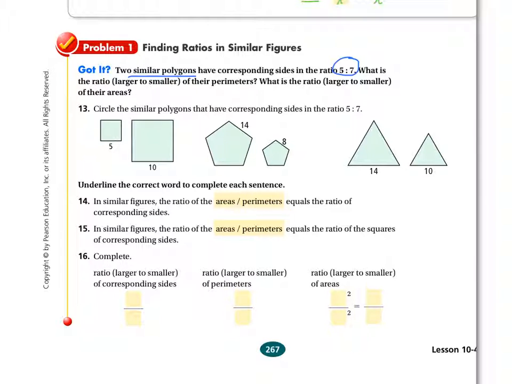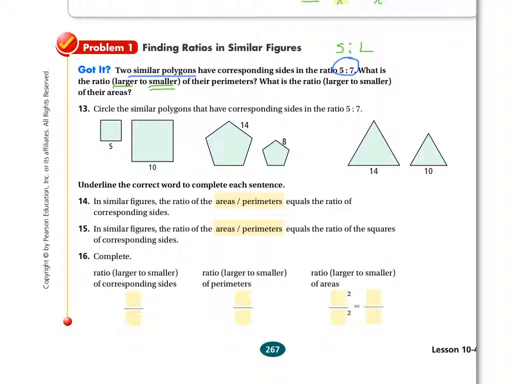Well, what's this ratio right here? Is that larger to smaller or smaller to larger? That one's smaller to larger. They just did a sneaky sneak on you. This is small to large. Let me see if I can rewrite that. So this is small to large, but they're asking you to go large to small. They just switched that on you. Of their perimeters, what is the ratio of larger to smaller of their area?